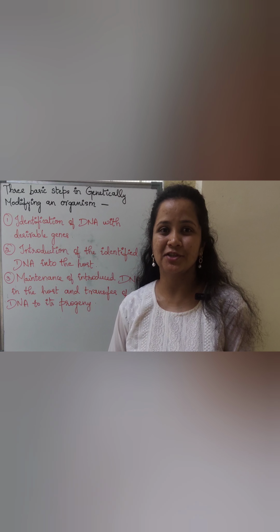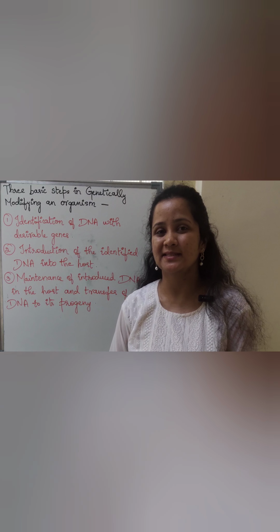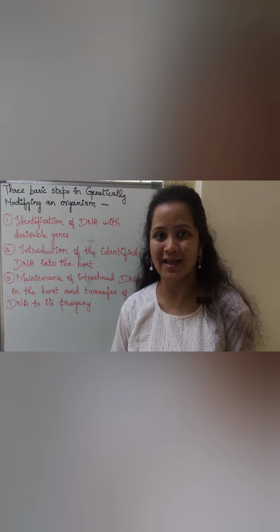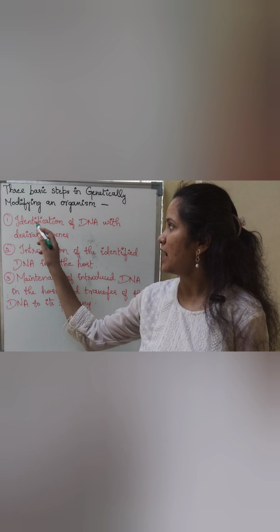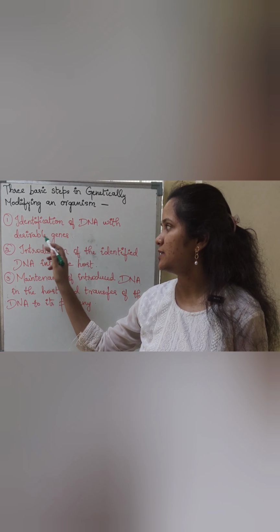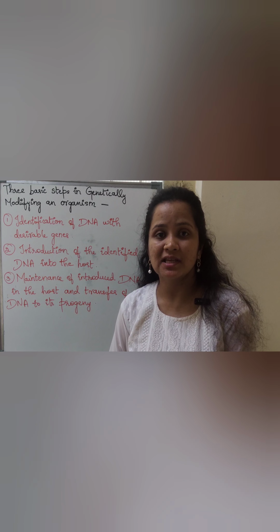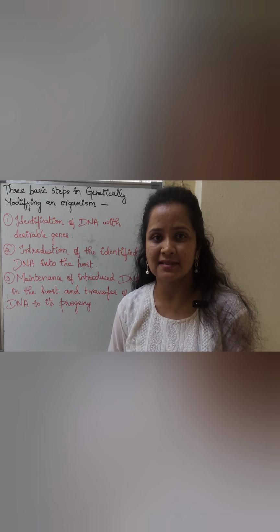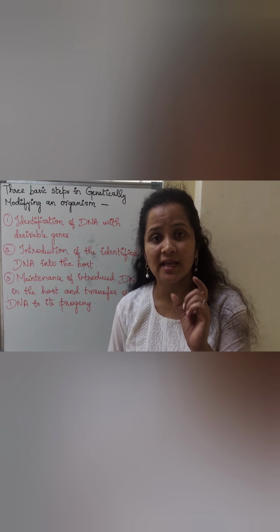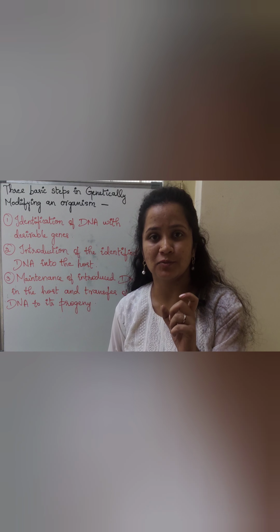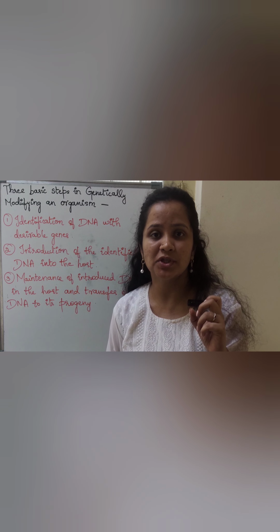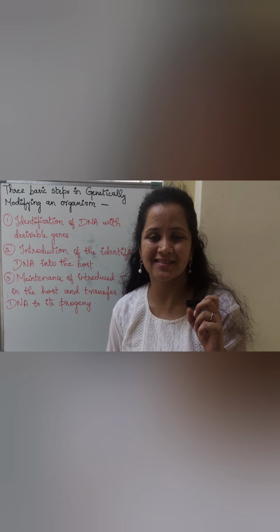So in order to achieve all this, there are three basic steps involved in genetically modifying an organism. The first step is identification of DNA with desirable genes. Previously we saw an example, right, that we needed an antibiotic resistance gene in E. coli. So if we need that, we have to take an organism, Salmonella typhimurium, and extract the desirable genes which will code for antibiotic resistance.